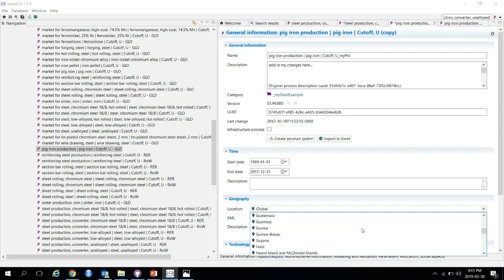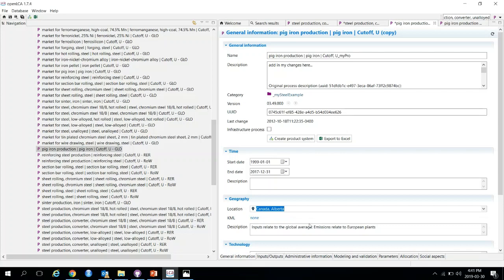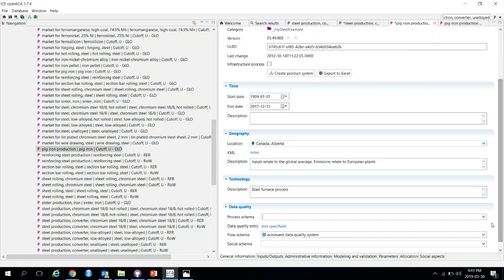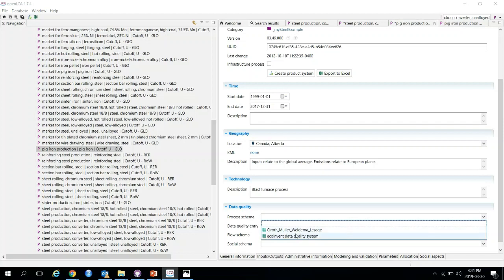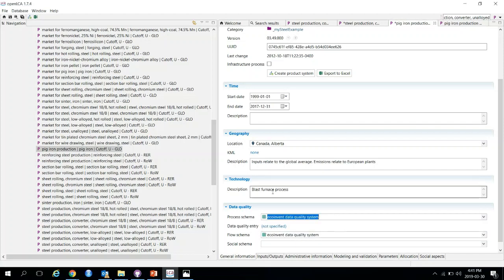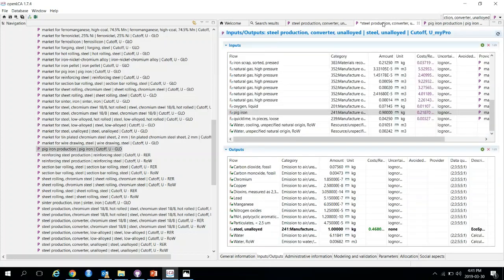I'm going to put this to Alberta. So I scroll up to find the right region, and can change this to, for uncertainty purposes, Monte Carlo simulation purposes, the ecoinvent data quality system. And I'm going to save that process. I'm going to close that original one. Don't need it anymore. This is our process for unalloyed steel production.